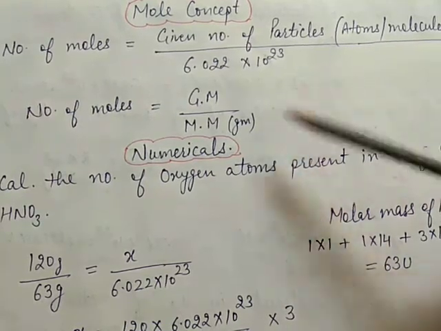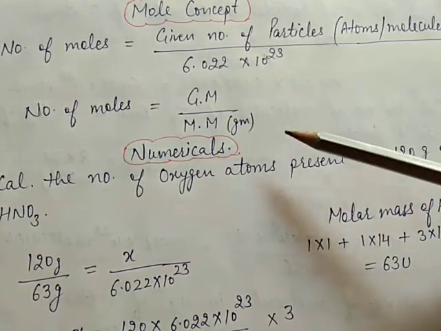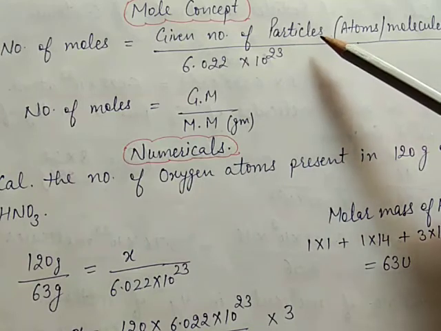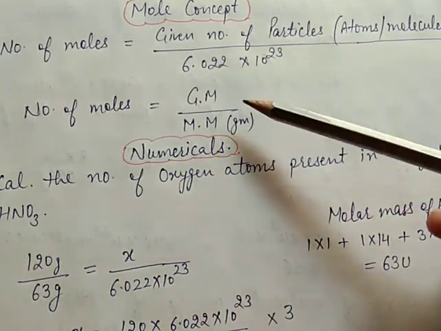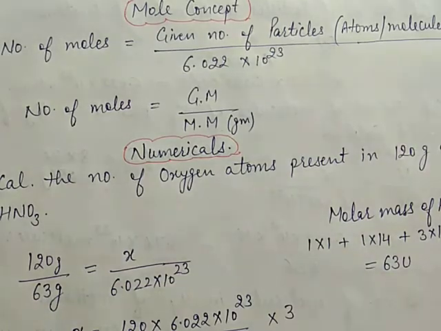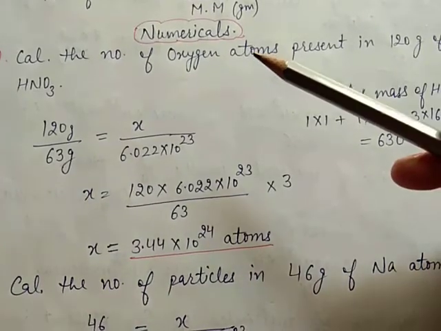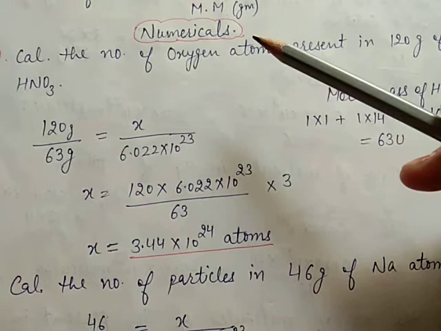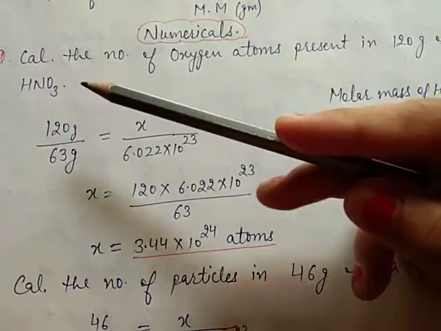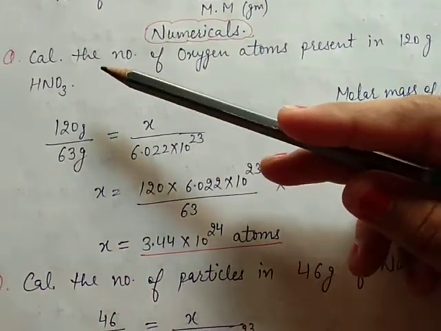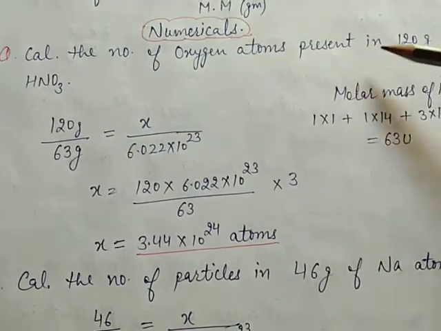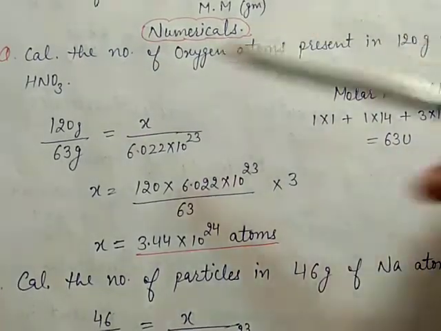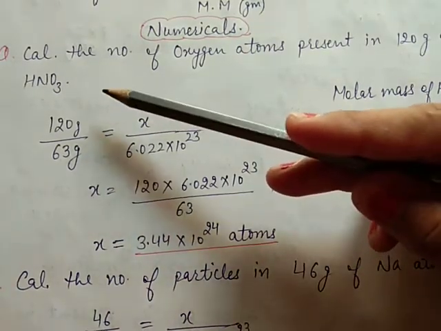With the help of these two formulas, we can easily calculate the number of particles, number of moles and mass. Now let's start numericals. Question number 1. Calculate the number of oxygen atoms present in 120 gram of HNO3.